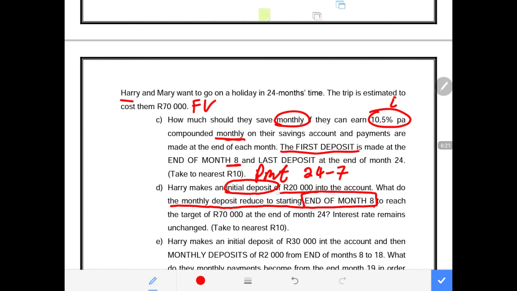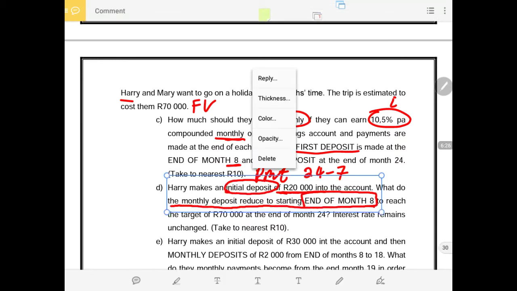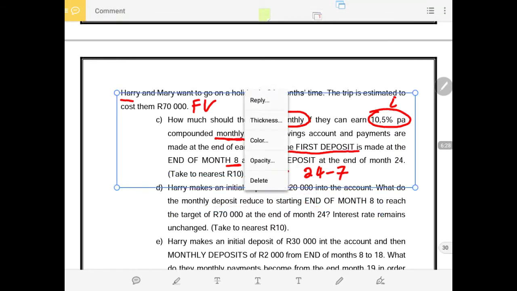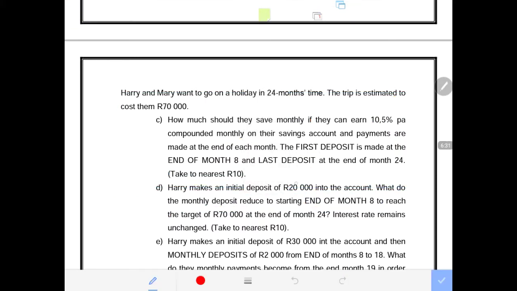Why? Because there is a 20,000 rands that they want to deposit at the beginning of the investment period. Remember, this 20,000 rands will earn interest from month number 2 up until month number 24. So now we need to know how much the 20,000 will become at the end of month 24. The minute we know that, we will be able to say how much is the remaining balance that they still need to raise.